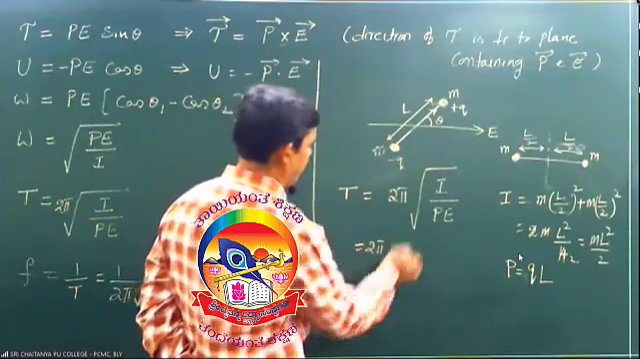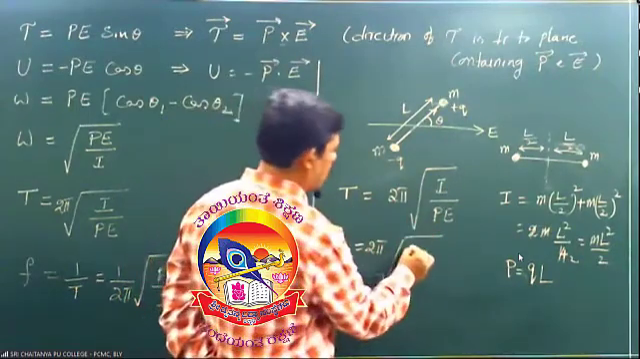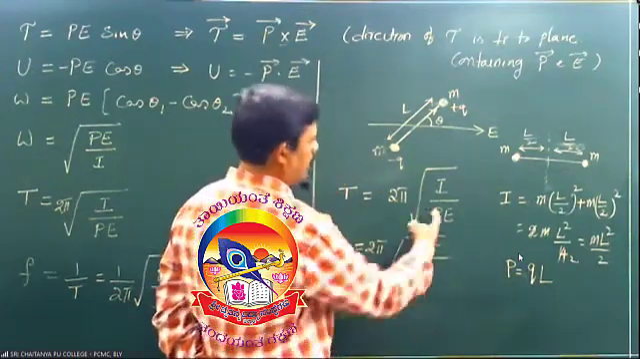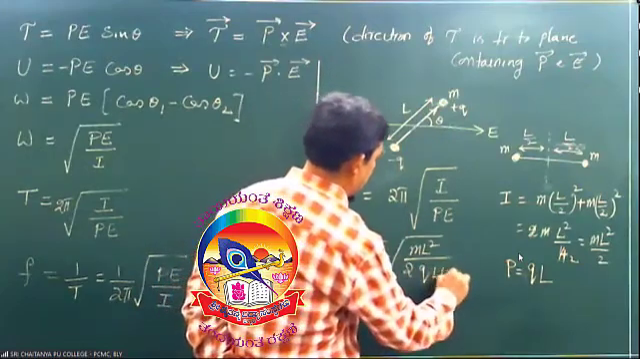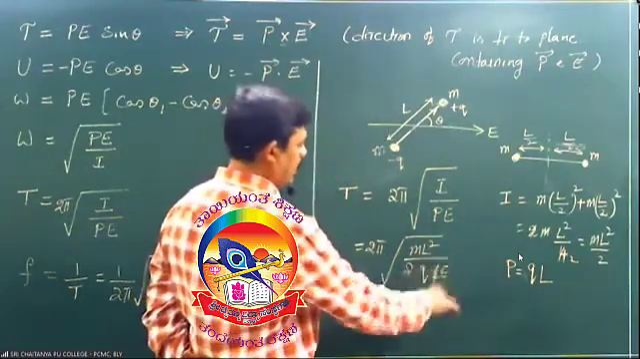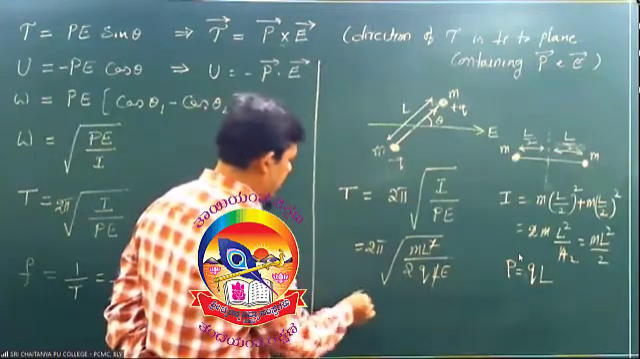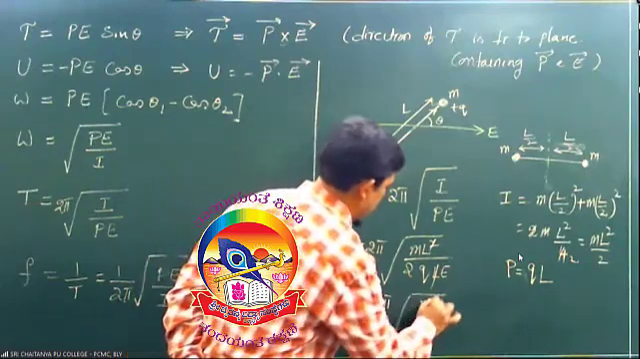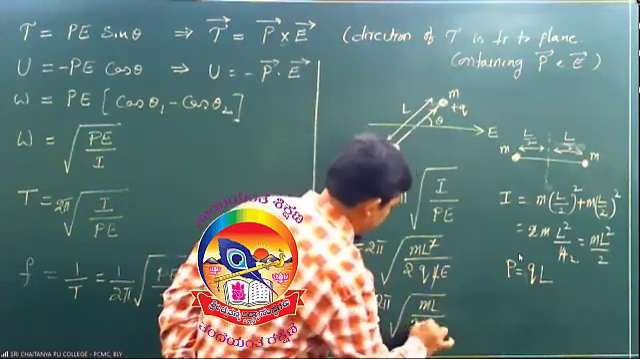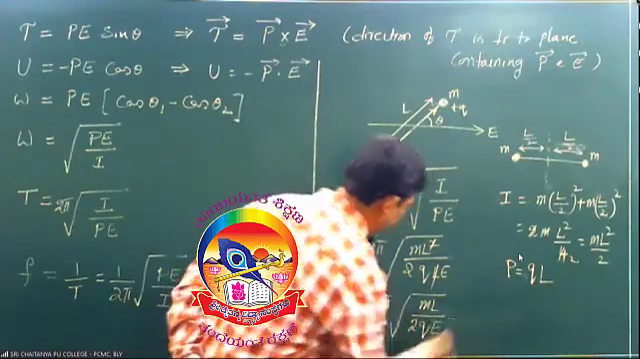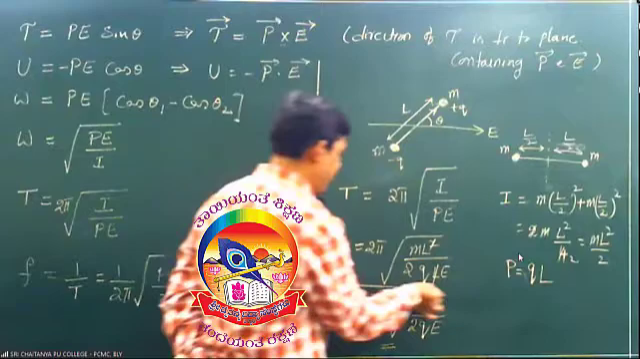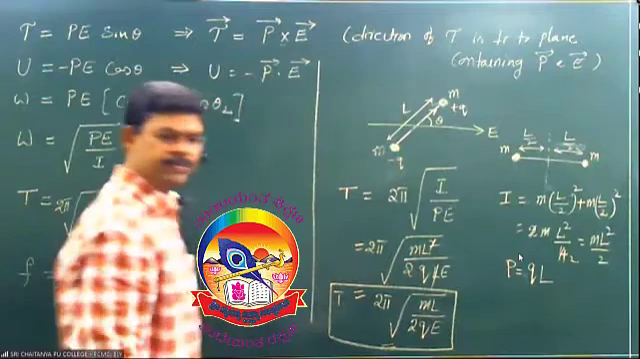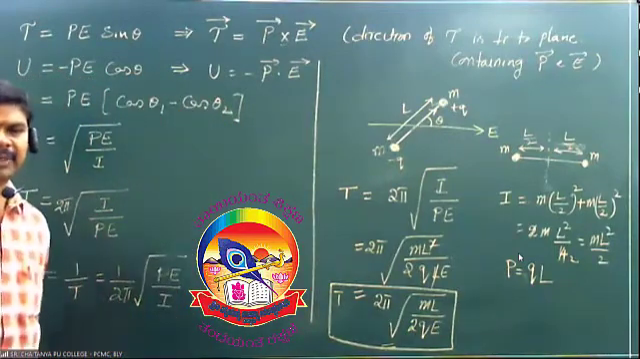2 pi root. What I we got? m L square by 2. P is Q L E. L, 1 L cancel out. And finally, time period, 2 pi root m L by 2 q E. This is time period, right? One of the problems asked in previous entrance exams.